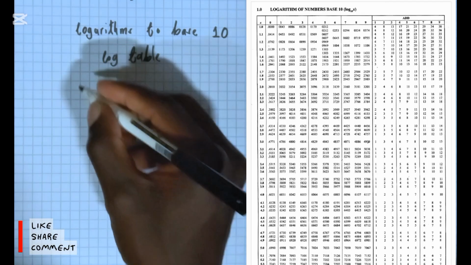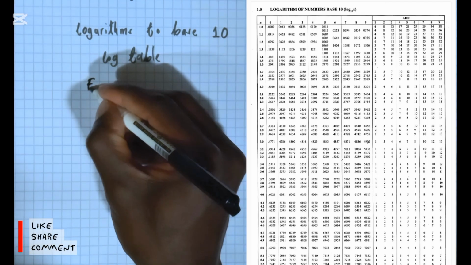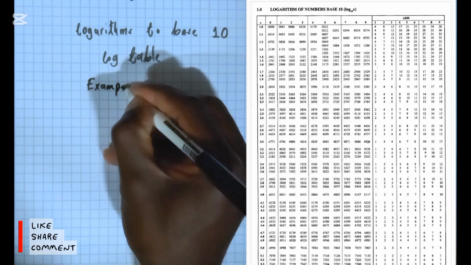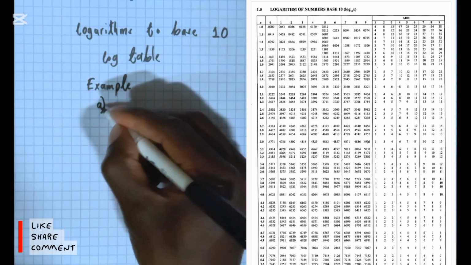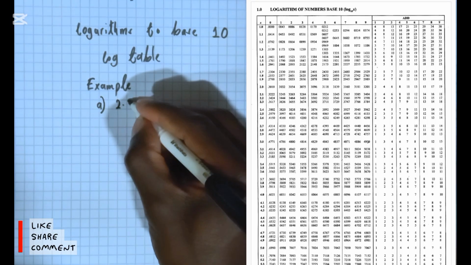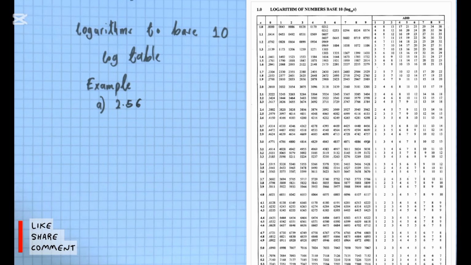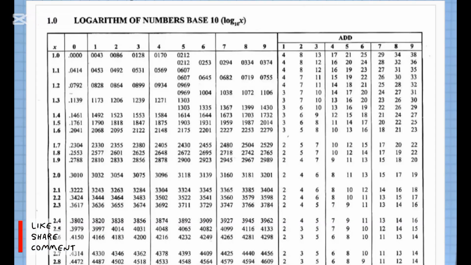All right, so we're going to start with our first example, and basically we are going to try and find the logarithm of the number 2.56, and we are going to do this from the logarithm table. So I want you to go to your logarithm table, and I want you to notice that we have a table there with numbers arranged vertically and horizontally.